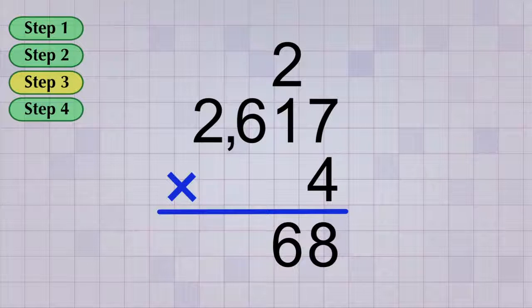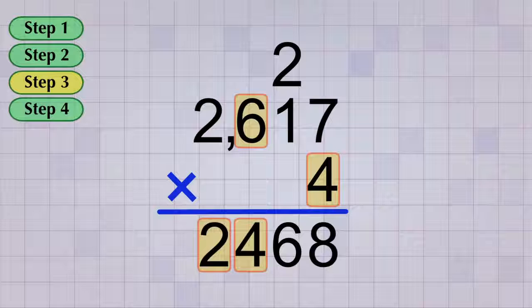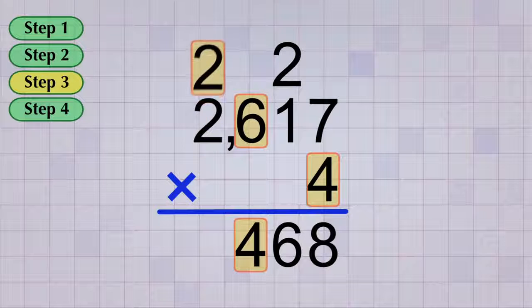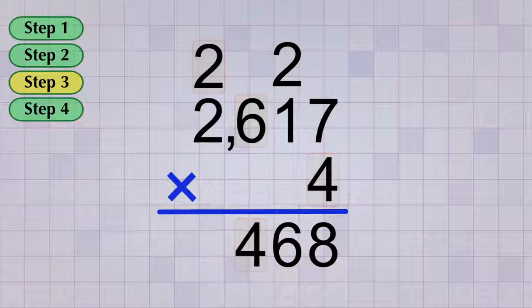For our third multiplication step, we'll multiply 4 times 6, and that gives us 24. Yep, it's a 2-digit answer, so we'll need to carry again. The 4 stays in the answer, and the 2 moves up to the top of the thousands column. Now it's time for the fourth and last step.